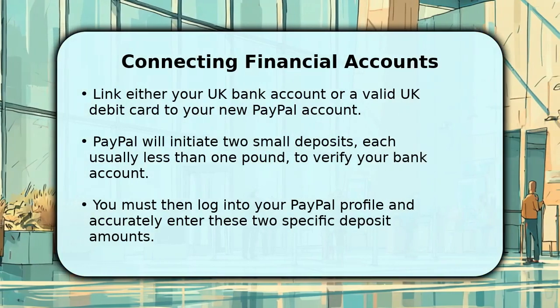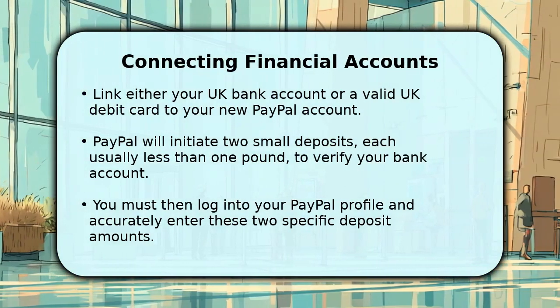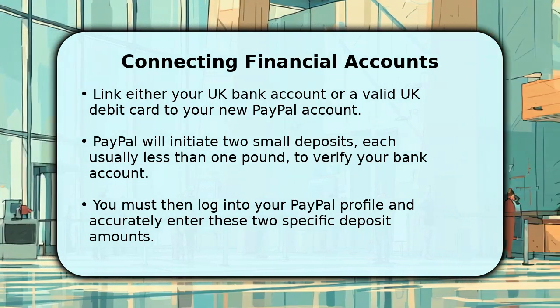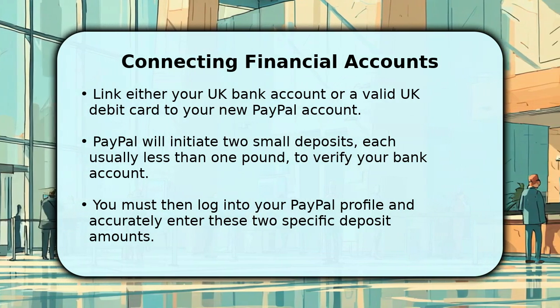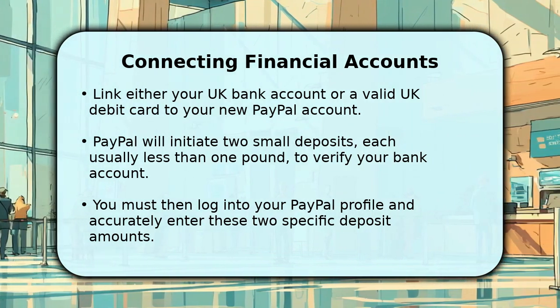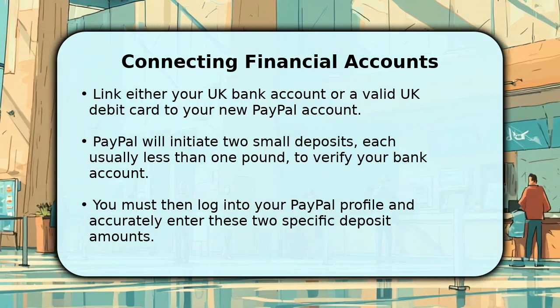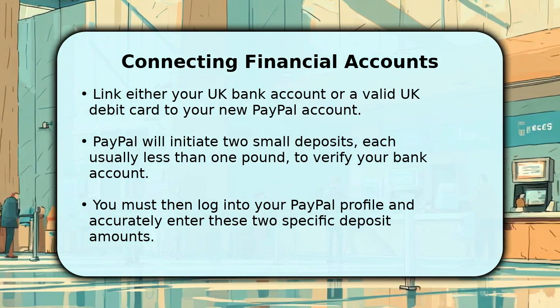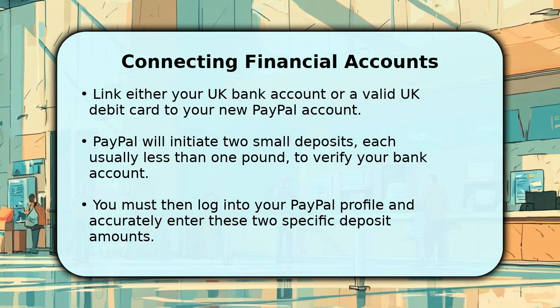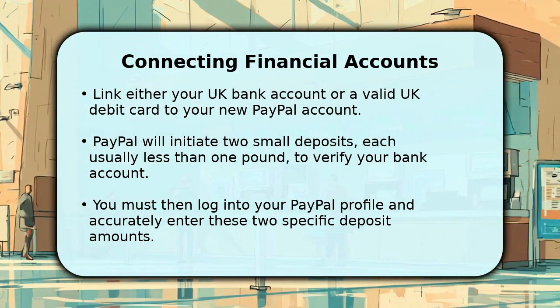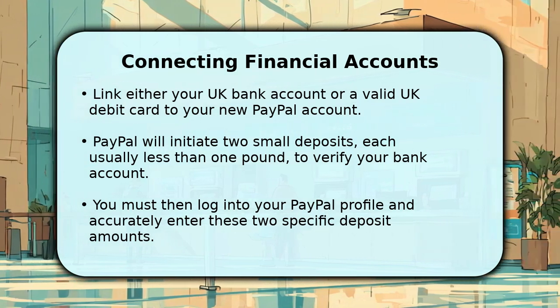The next key step involves linking a financial instrument to your PayPal account. You can connect your UK bank account or a valid UK debit card. PayPal will send two small, distinct deposits, typically less than £1 each, to your bank account for verification. You must then log back into your PayPal profile and accurately enter these two specific amounts. This confirms you own the linked account securely.